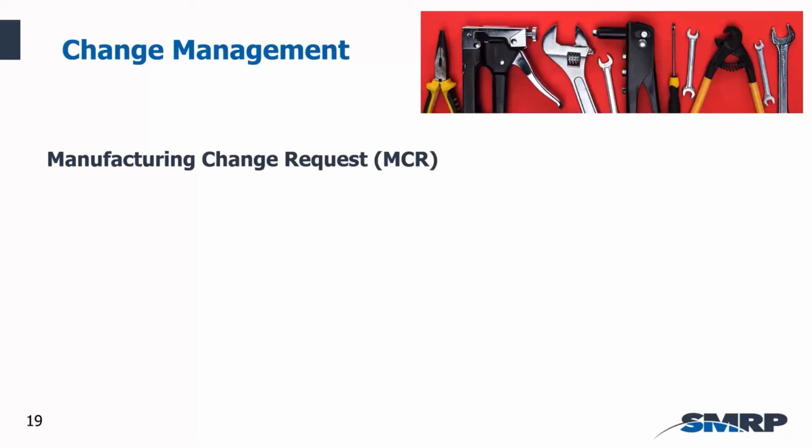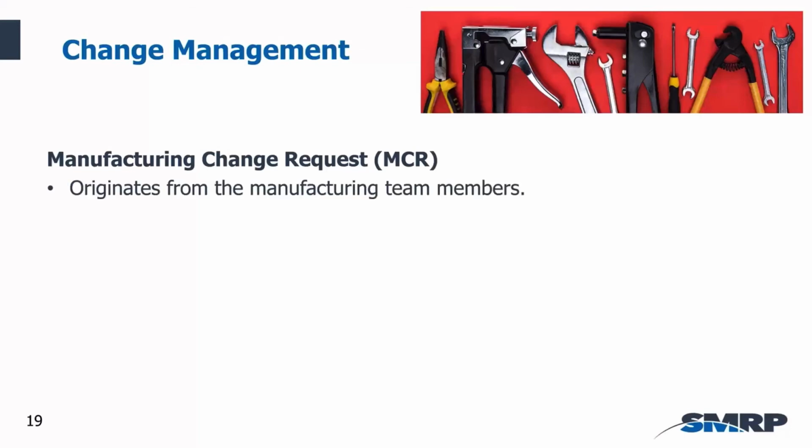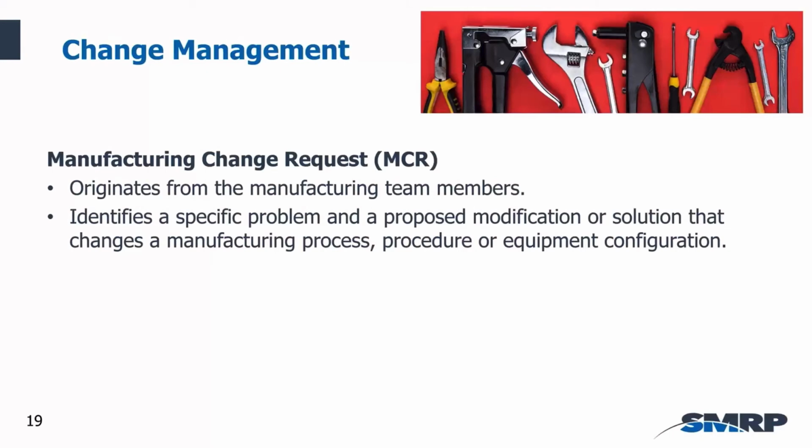Another thing that's more on the tactical level, day to day, there can be a thing called a manufacturing change request. And this can originate from anybody in the manufacturing team. It identifies a specific problem, and it should also propose a modification or solution that changes a manufacturing process, procedure, or equipment configuration. Again, this is a request. This is not authorized. This is where somebody in the plant identifies something that they think should be changed, and they submit the request. That request then has to go to an accountable person.